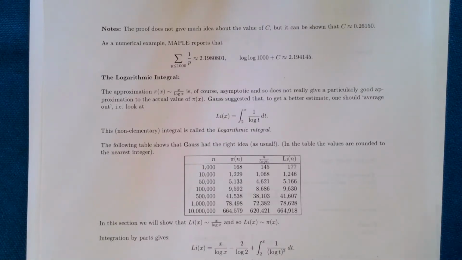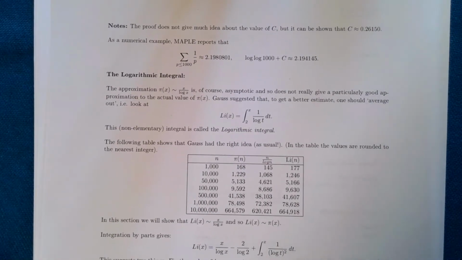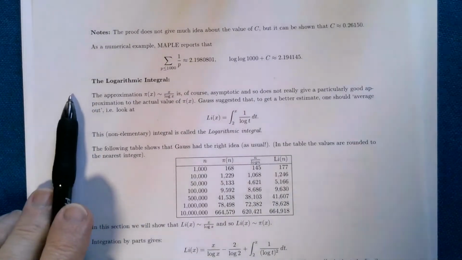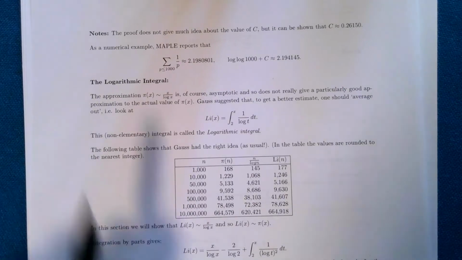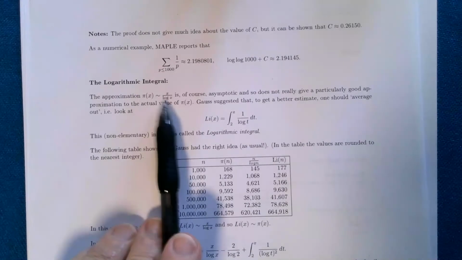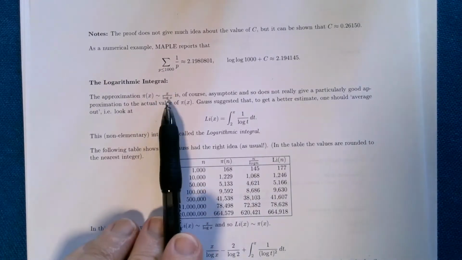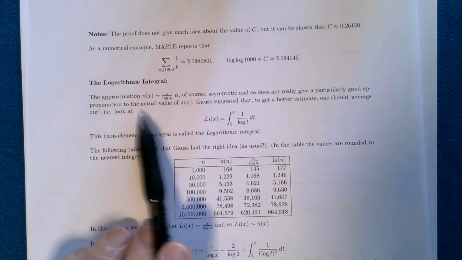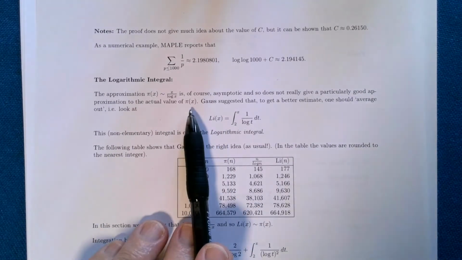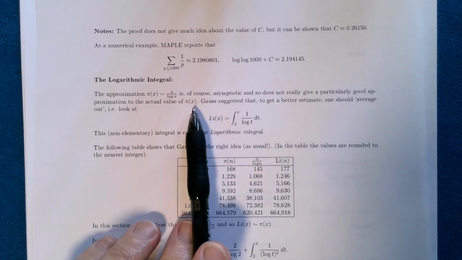Well, hello and welcome again to our journey into number theory. We were looking at the prime number theorem, and we're going to do a little bit here on the logarithmic integral. The prime number theorem tells us that pi of x is asymptotic to x on log x, and although these two are asymptotic, it doesn't really give us a particularly good approximation to the actual value of pi of x.